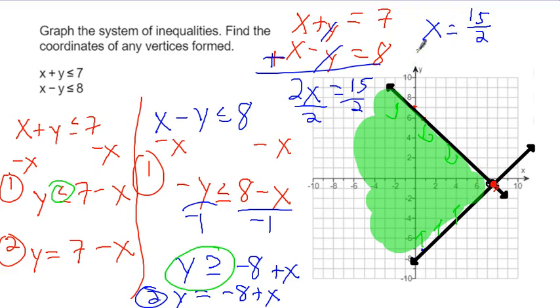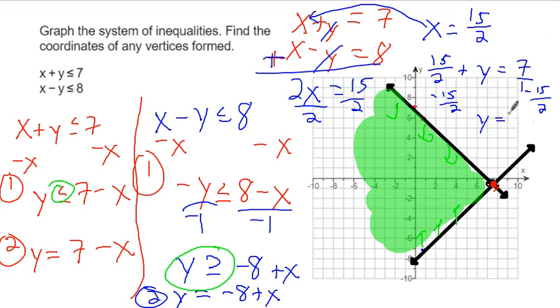Now we need to find the corresponding y value, so we'll take x equals 15 halves and plug it back into this equation here. We get 15 halves plus y equals 7. Then we solve that for y by subtracting the 15 halves from the other side. We have to get a common denominator, which will be 2. So that's going to give me 14 halves minus 15 halves, and we're going to get y is equal to negative 1/2.